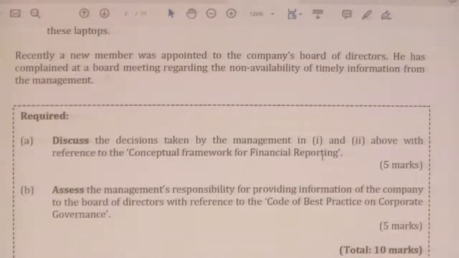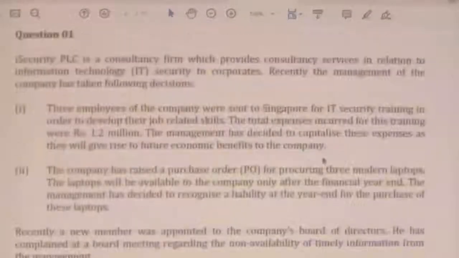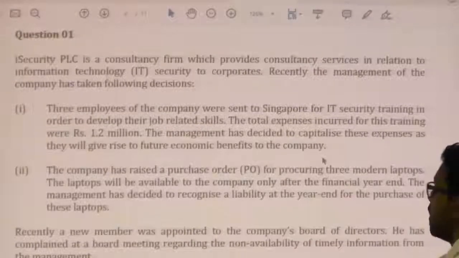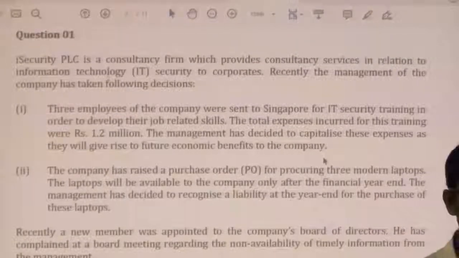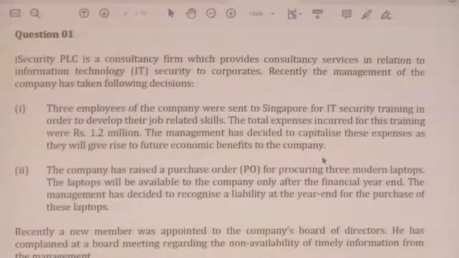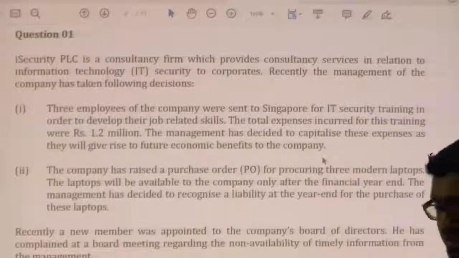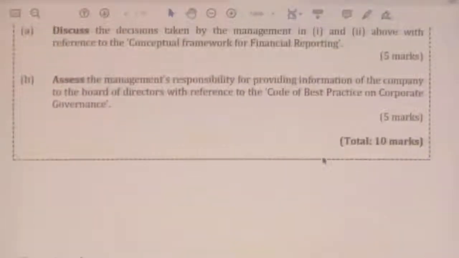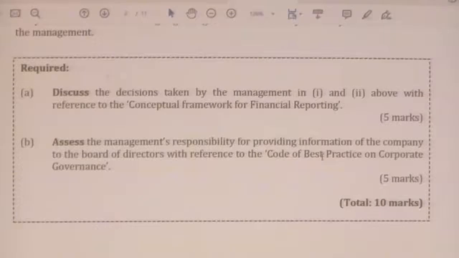According to the given information in the case study, these 3 employees are not within the control of the entity. It is beyond the control of the entity. Because of that, the asset recognition criteria has not been met. Right? Therefore, the entity cannot capitalize this expense in their books of accounts. That's all. That is a complete answer. How much have they given? They are giving you 5 marks. To take 5 marks, you have to use the conceptual framework.